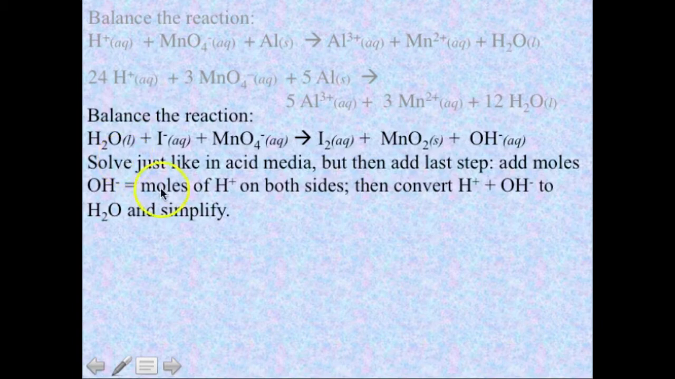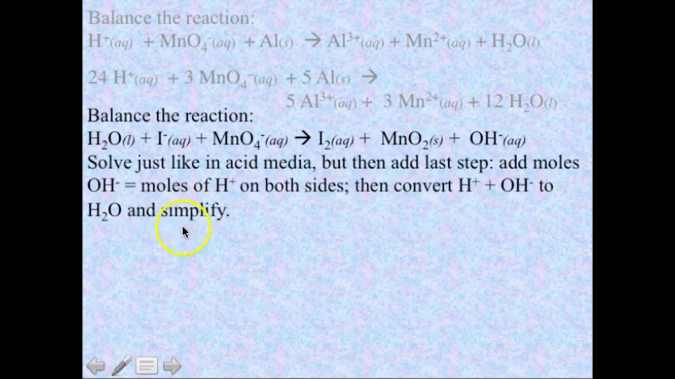So what are you to do? Well, solve it just like in acid media, just like we have with BOHE equals plus, and then add a last step. You add the moles of hydroxide ion equal to the moles of hydrogen ion to both sides of the equation. And then you convert H plus and OH minus, which will be on one side of the equation, into H2O. And then you simplify that, and you've got it in basic solution.